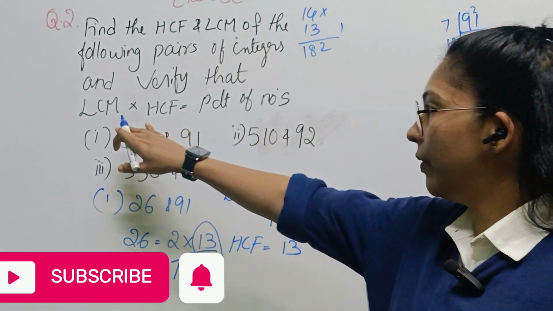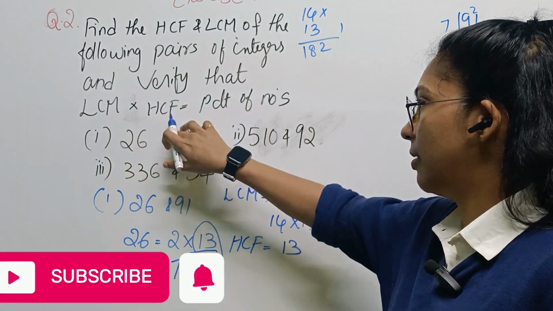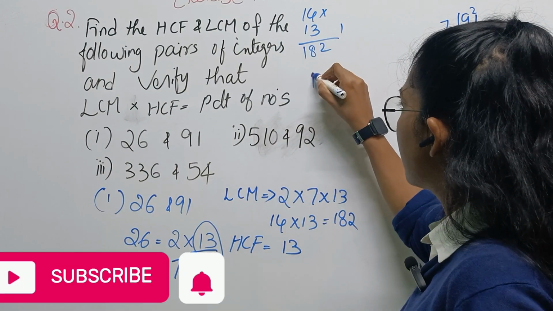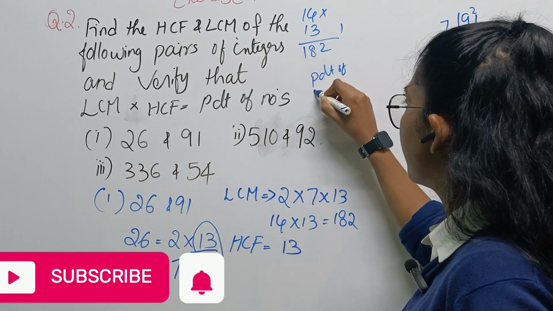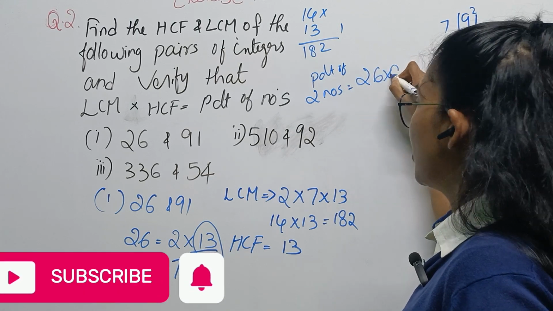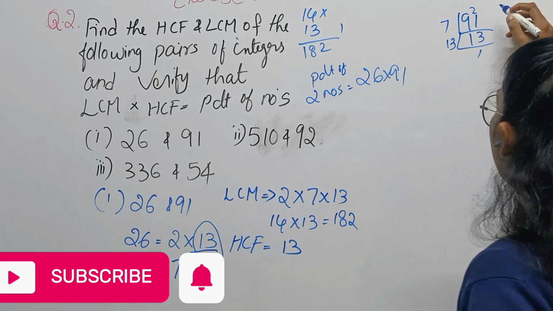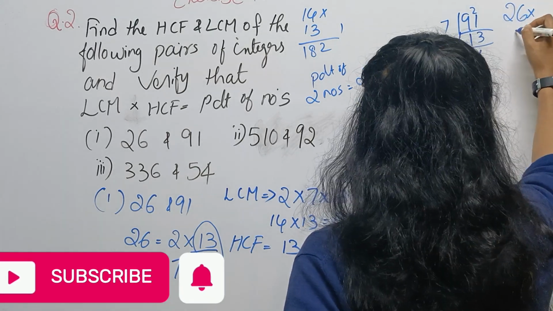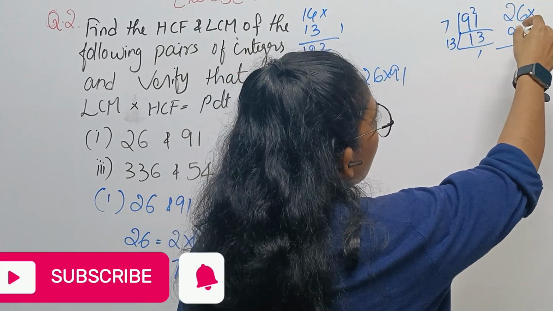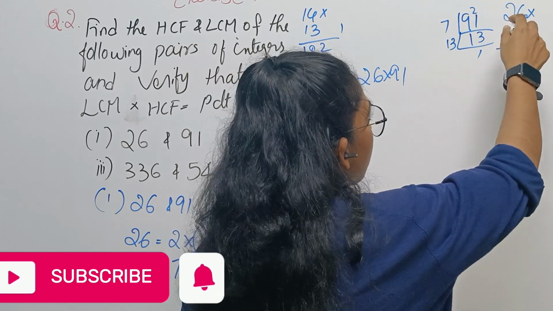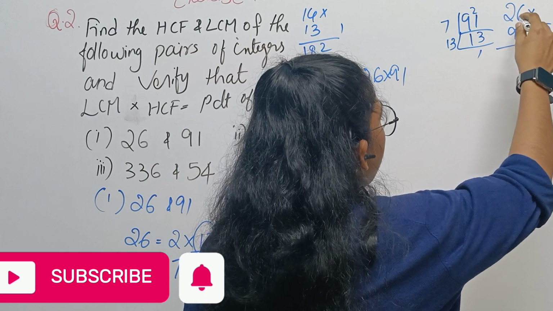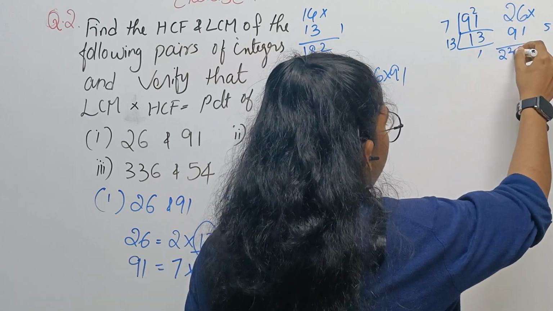Now we have to verify the relation LCM into HCF is equal to the product of two numbers. First, the product of two numbers is equal to 26 into 91. So let's multiply these numbers. That is 26 into 91, which is 2366.